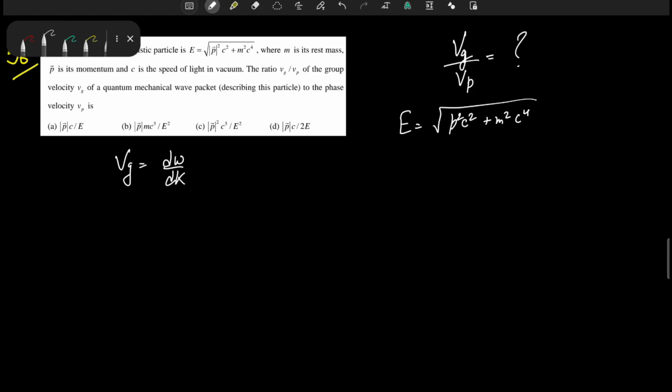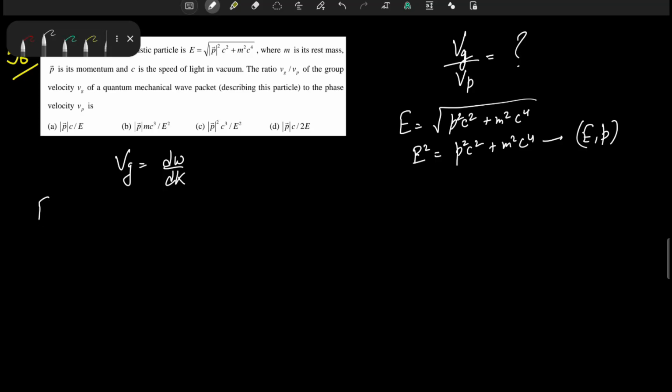Now this energy you can write this way also, squaring both sides: E square is equal to p square c square plus m square c4. Now this is a function of E and P. All other quantities remain constant: c square, c and m remain constant. So this is a function of E and P. Now you have to change this differential term into E or P in order to get d omega by dk. So how can you do that?